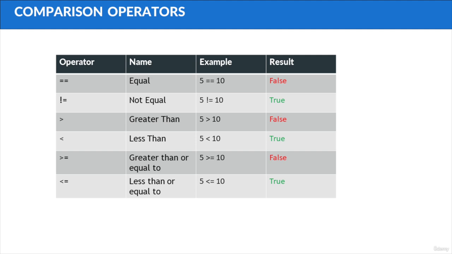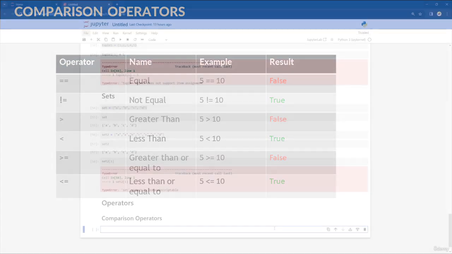There's 6 in total, including equal to, not equal, greater than, less than, greater than or equal to, and finally less than or equal to. And then off to the right here, we have an example of 5 and 10 with the relevant output of each operator. And now that we know what our comparison operators are, let's have a look at a few examples in Python.